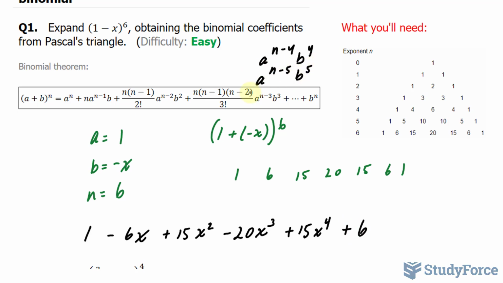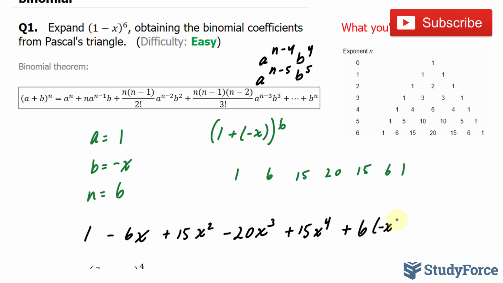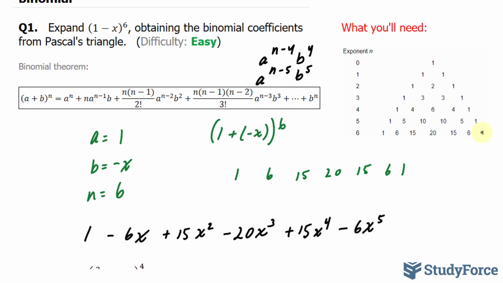This will become 1, and negative x to the power of 5 gives us negative x to the power of 5, which means that this 6 will become negative. And finally, our last coefficient is 1. So plus 1, we have b to the power of n, which means negative x to the power of 6. Negative 1 to the power of 6 is positive 1. X to the power of 6 is x to the power of 6, leaving us with simply x to the power of 6. Now remember, that was considered easy. This is our final answer.